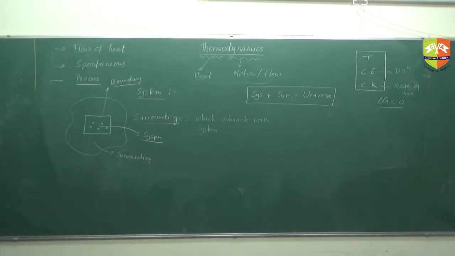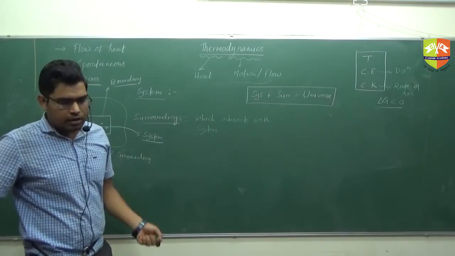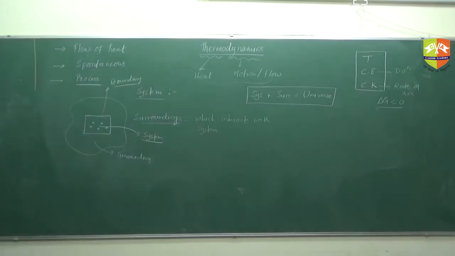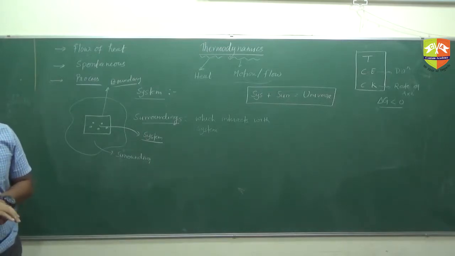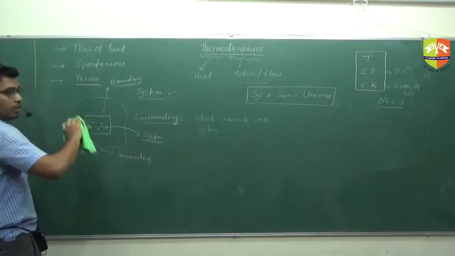The first one is an open system. What is an open system? It can transfer both matter and energy. Open system transfers both matter and energy. Next, write down closed system: exchange of only energy is possible. There is no exchange of matter because the system is closed, only exchange of energy. Isolated system: no exchange of matter and energy.